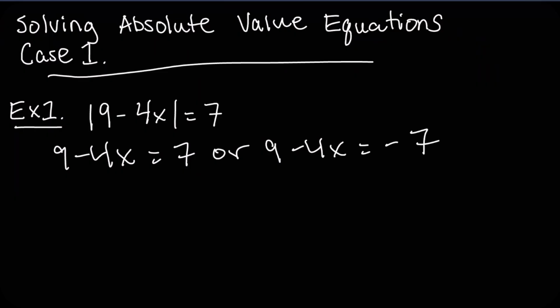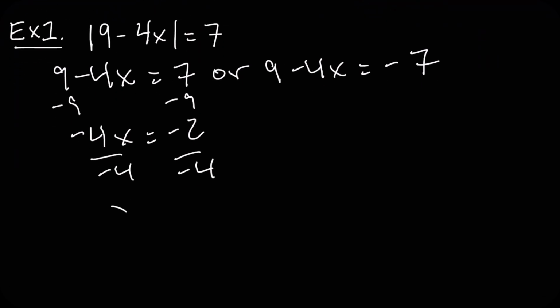So go ahead and solve both equations for x and see what values you get. Let's go ahead and subtract a 9. Negative 4x is going to be equal to a negative 2, and then divide by negative 4. That should get you a positive 1/2.